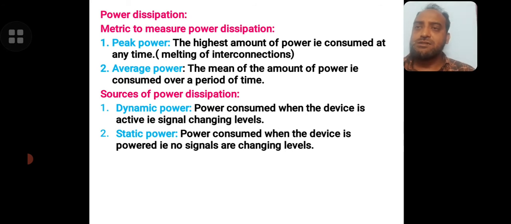In this lecture, we are going to discuss sources of power dissipation. First of all, let us know what power dissipation is. Power dissipation is the wastage of power. To understand what power dissipation is, we need to know first what peak power is and what average power is.